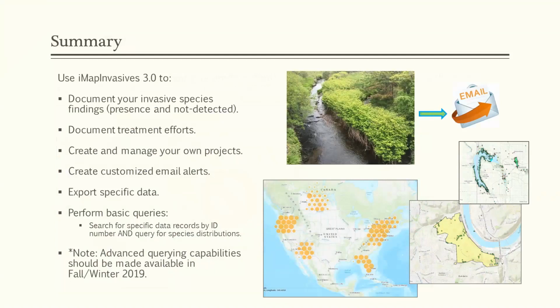And at this point in time, you can go in and perform basic queries, which would include searching for specific data records by their identification number, and you can also query for specific species distributions. Again, I just want to make note that because advanced querying capabilities are not yet in place, these basic queries are all that we have right now, but advanced querying should become available later this year, either in the fall or the winter.